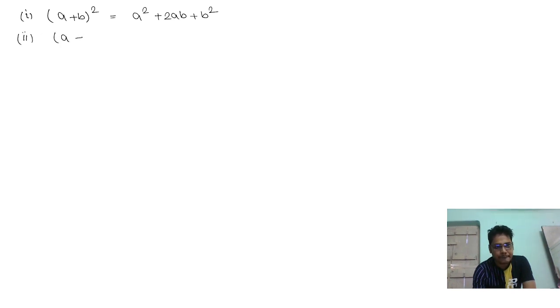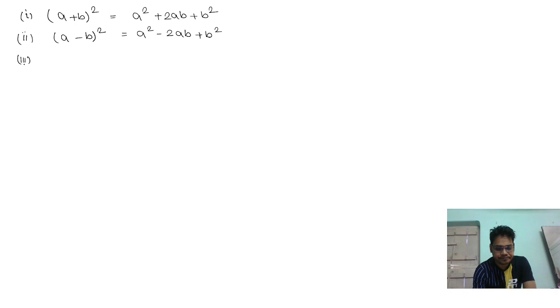Now there are some formulas, some expansions. The first formula, the basic formula, is a plus b whole square. That will be a square plus 2ab plus b square. That is one of the most important formulas. Now the second most important formula is a minus b whole square. That is a square minus twice ab plus b square. You have to check only the plus and minus. Here plus changes into minus.